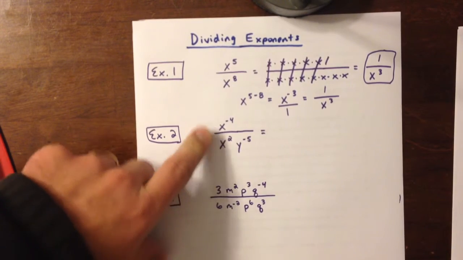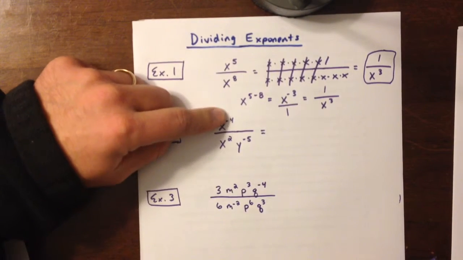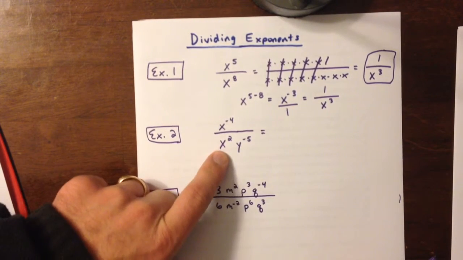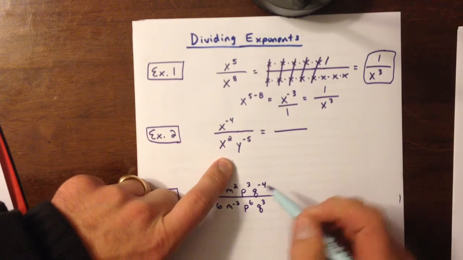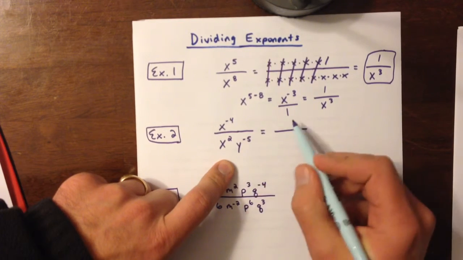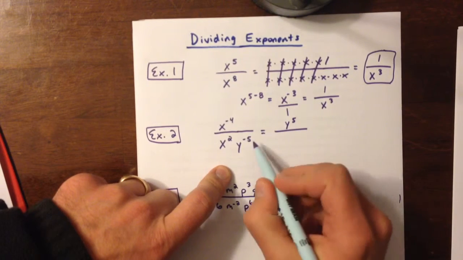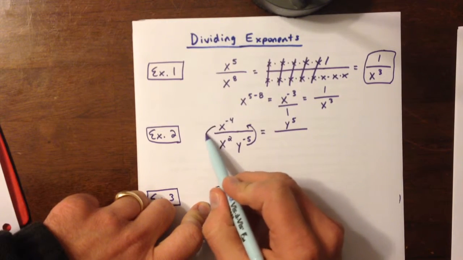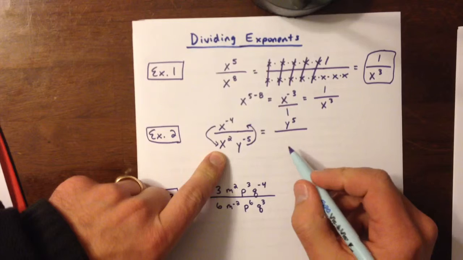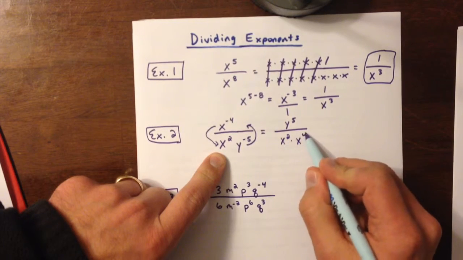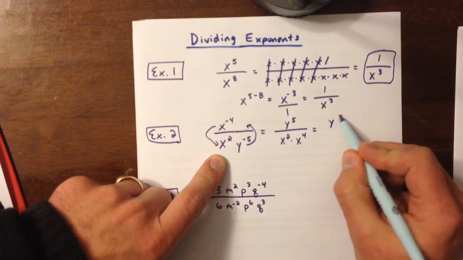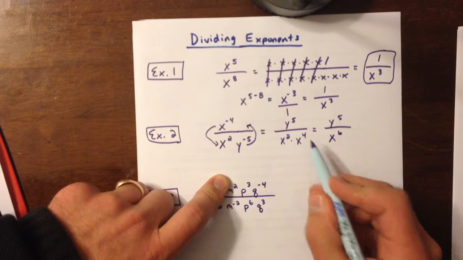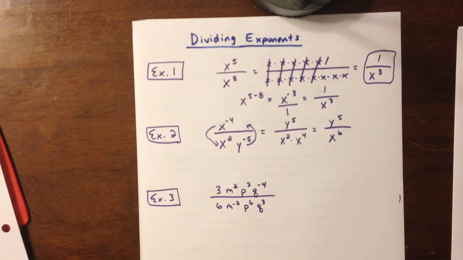All right, so this one here, I have x to the negative fourth on top and y to the negative fifth on the bottom. And there's an x squared on the bottom also. So, like I said, if it's on the bottom, it moves to the top. So this goes up top, this y to the negative fifth. This one here goes to the bottom. It joins the x squared. X squared times x to the fourth. And then we just put together what we can. So y to the fifth, x squared times x to the fourth is x to the sixth.